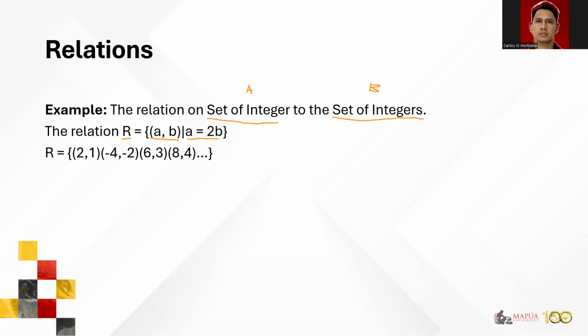So your relation set R will then contain the following ordered pairs. You can have 2, comma 1. You can have -4, -2. You can have 6, comma 3. You can have 8, comma 4. As long as the value of A, integer A, in your given group of elements will always be twice the value of your integer B, those ordered pairs will always be included in your relation set R.